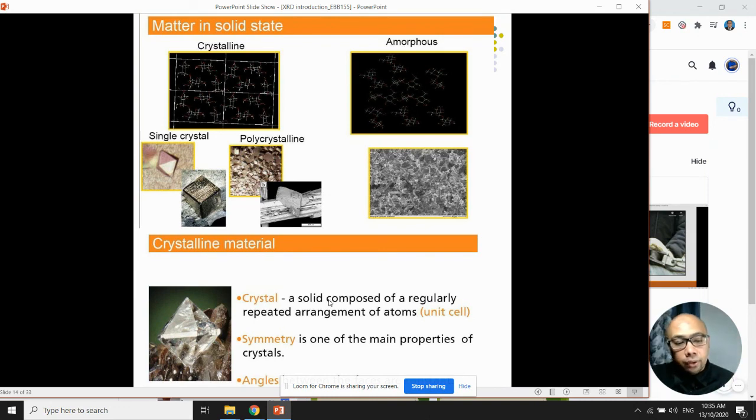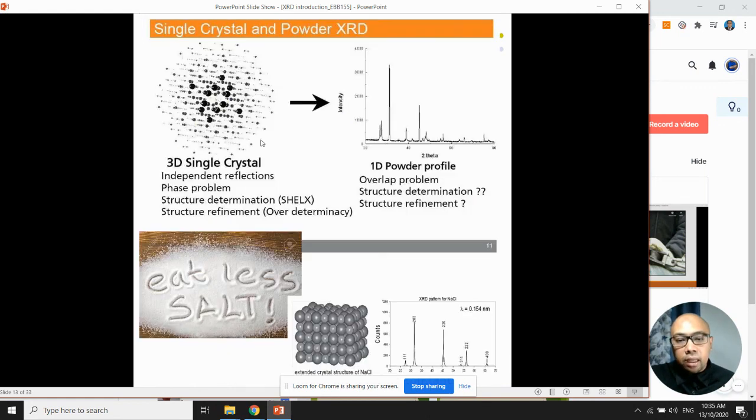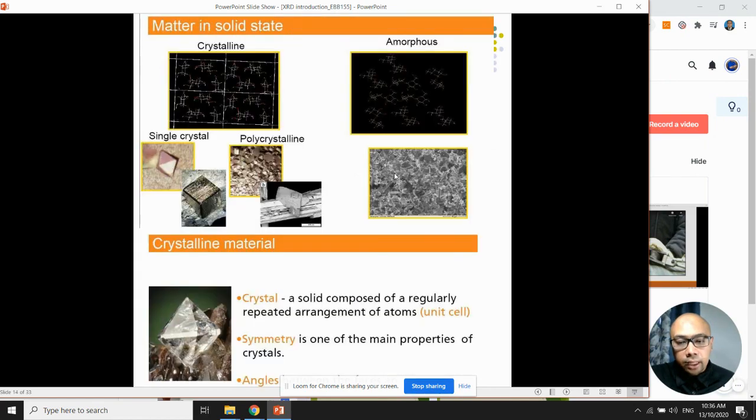Let's say if you use only crystalline material, you will get the pattern as peaks appearing here. The peaks appearing here are only for crystalline materials. Remember, the peaks represented in this diffractogram graph only reflect crystalline materials.